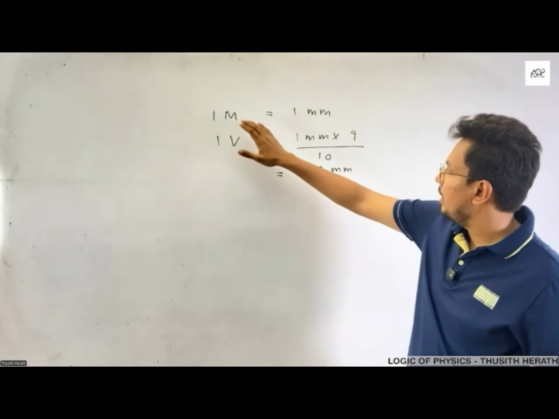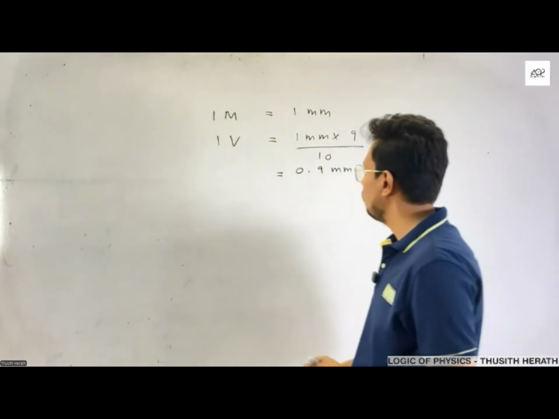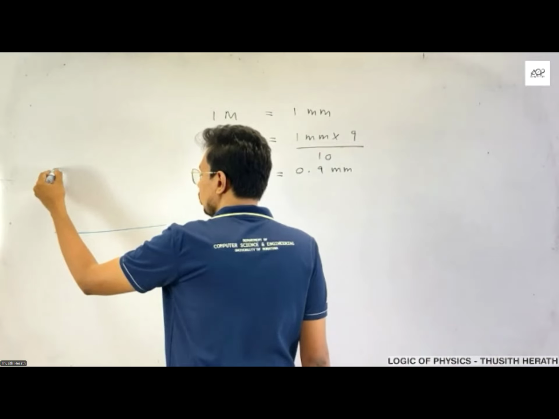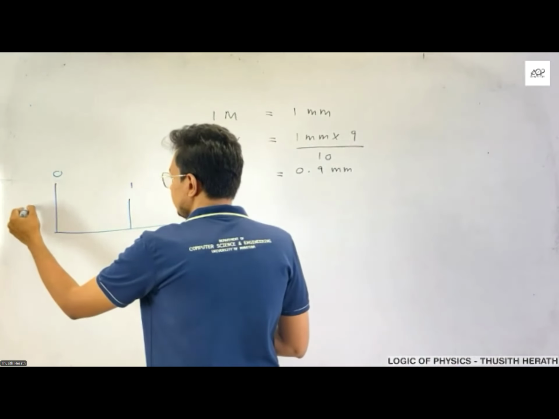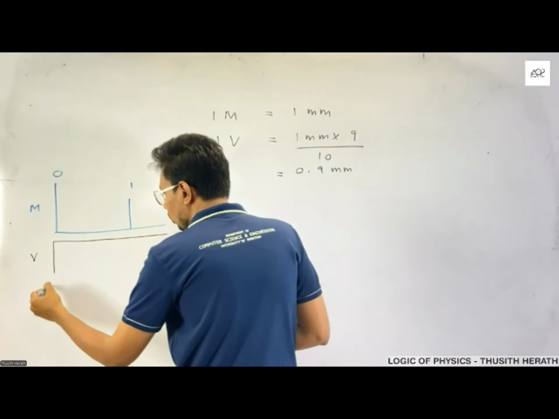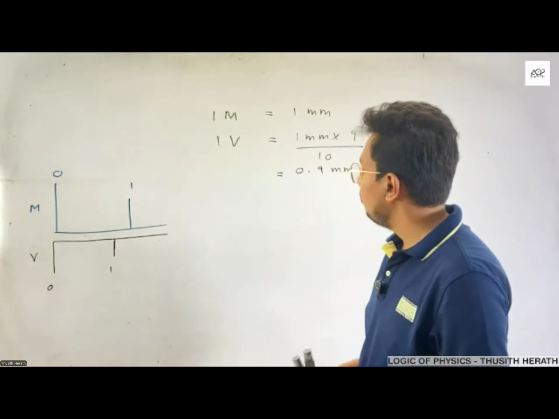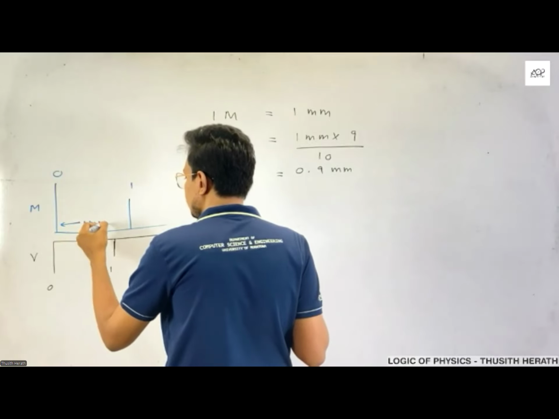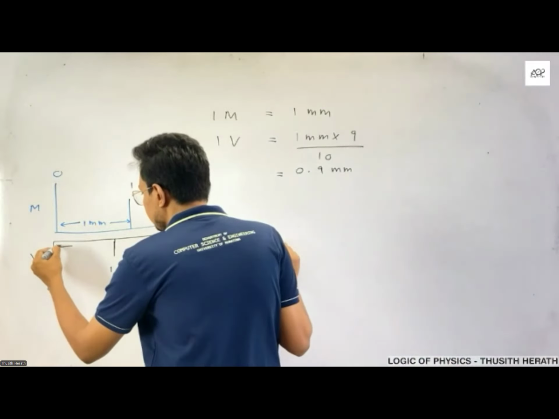After finding the length of one main scale division and one vernier scale division, you have to draw it. How to draw? You don't need to draw the entire vernier caliper. Zero line, first line. This is the main scale. And the vernier scale, zero line, first line. So you know that the main scale division is about 1 millimeter. So this length is 1 millimeter. Vernier scale division is about 0.9 millimeters. So this length is 0.9 millimeters.